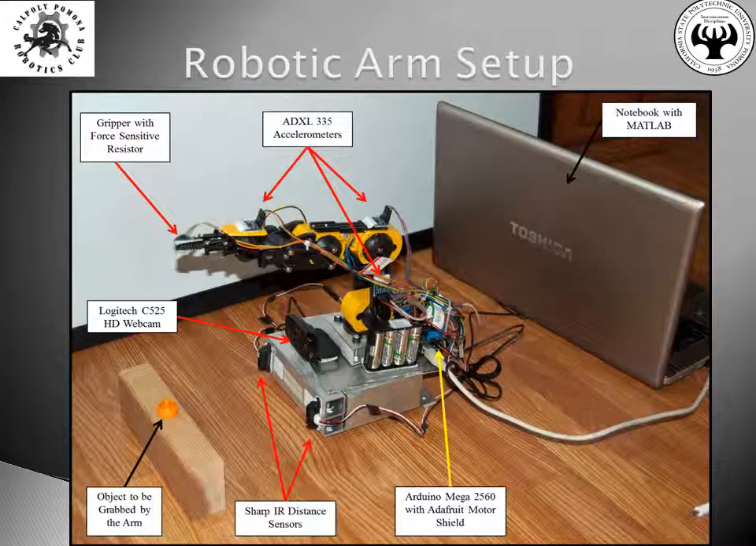Shown here is the completed robotic arm setup running on MATLAB. As you can see from this photograph, each piece of hardware used on the robot contributes to the overall task of autonomously picking up the target object. In this next slide, we will now see video feed of the robotic arm in action.